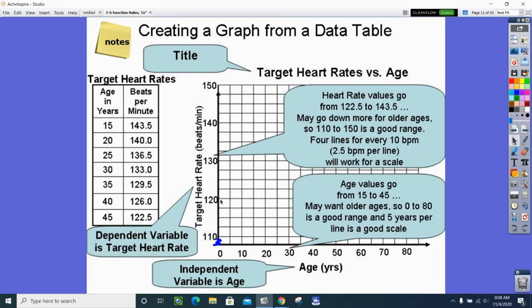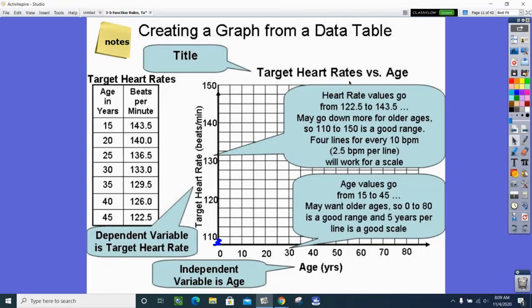And the reason is there's no negatives here. You're not going to have a negative age, and you're not going to have a negative heart rate. So I'm only using the first quadrant, and that's why you don't want to use the coordinate graph paper, because first of all, it's extremely tiny and limiting, and 3/4 of it you're not even going to use.